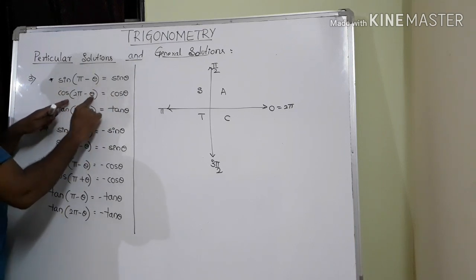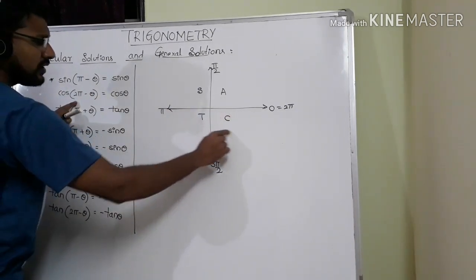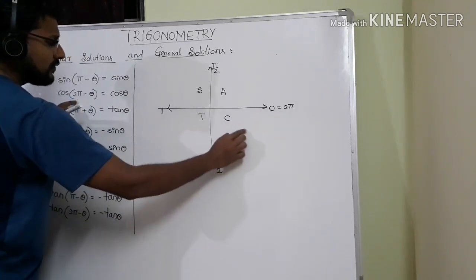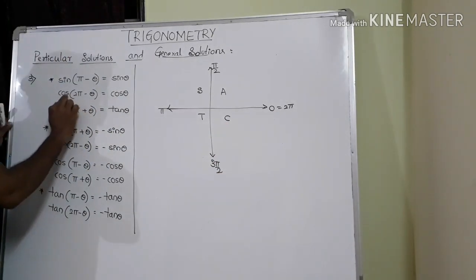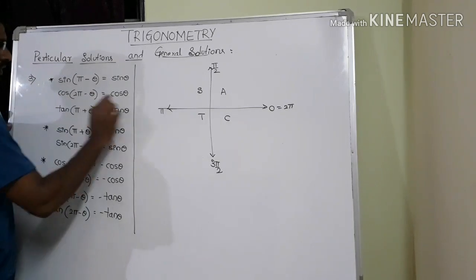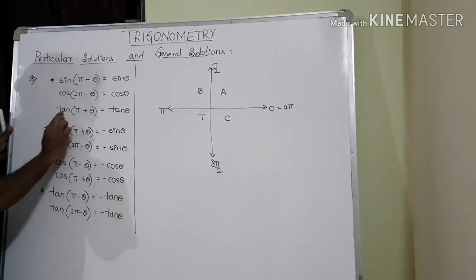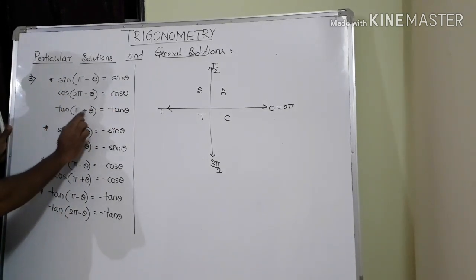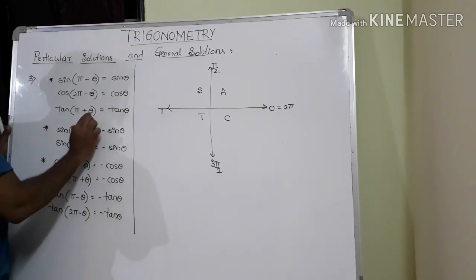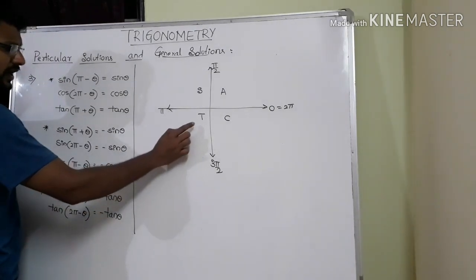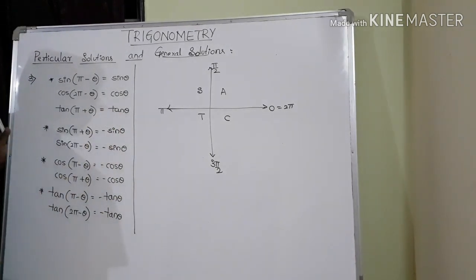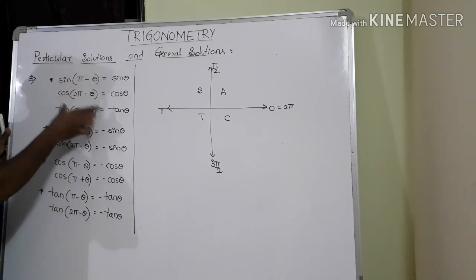2 pi minus theta will be in the fourth quadrant, and we know in the fourth quadrant cos will be positive, so we have written positive. Tan pi plus theta: pi is here, plus theta means it will come in the third quadrant, and in the third quadrant tan is positive. So these are the first three cases.